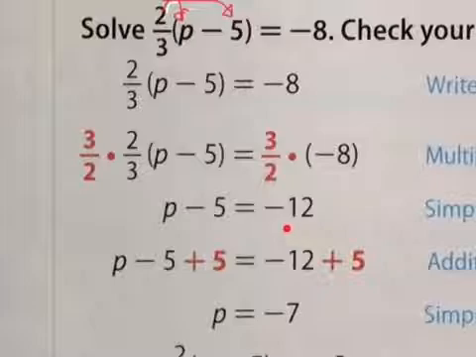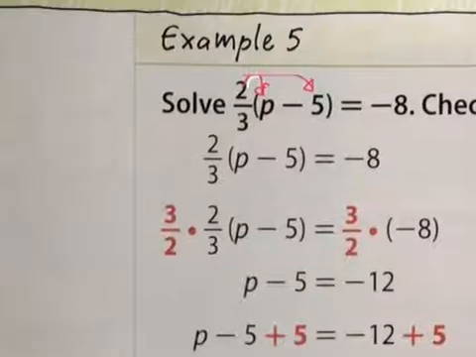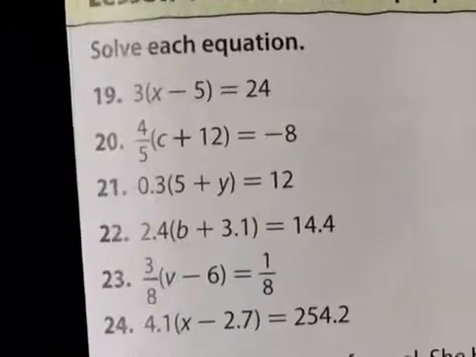When you do so, you get p minus 5 equals -12, and then you add 5 to get rid of the 5, and add 5 to the other side, which brings it down to -7, and p is -7. That's one. Let's look at the questions that we have. Okay, let's take a look here.